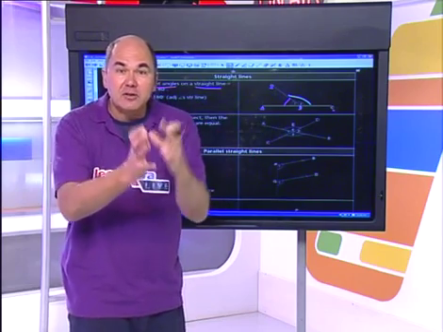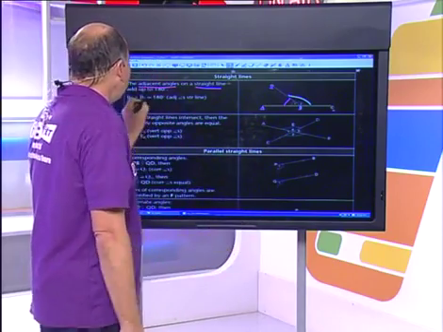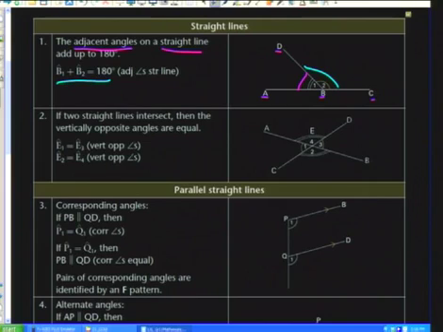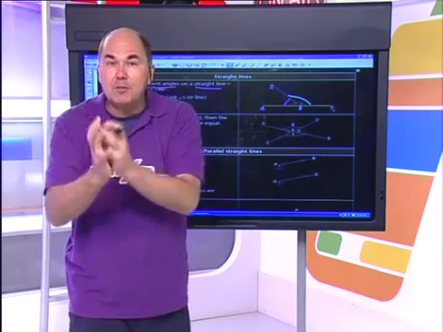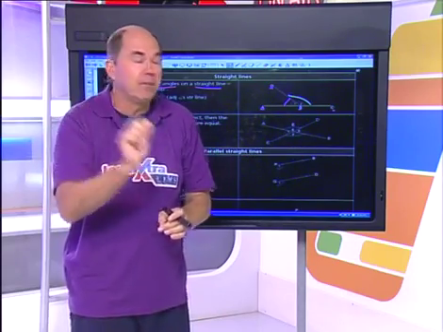Now adjacent angles on a straight line, what do we know about them? We know that they add up to 180 degrees. We can say that these are supplementary. They add up to 180 degrees. The terminology of Euclidean geometry is to say angles that add up to 180 degrees are supplementary.